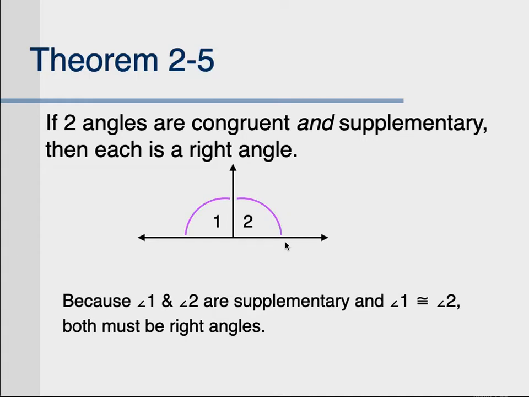If they're the same size and they add up to 180, they have to both be 90 degrees. That's the only way they can be equal to each other but still add to 180. That's what this is saying. Because angles 1 and 2 are both supplementary and congruent to each other, they must both be right angles.